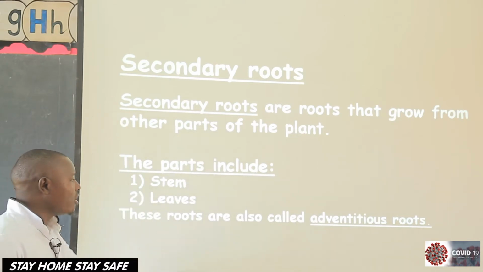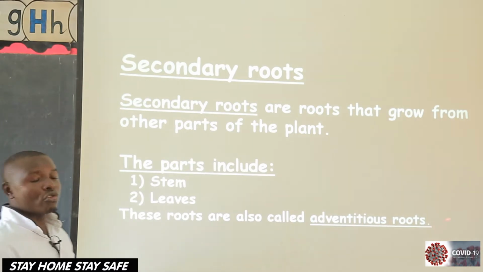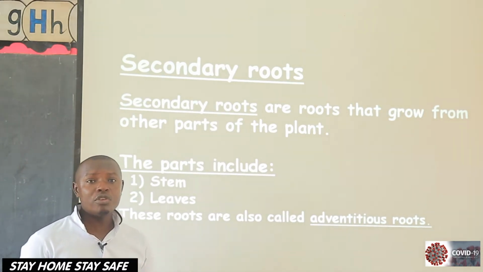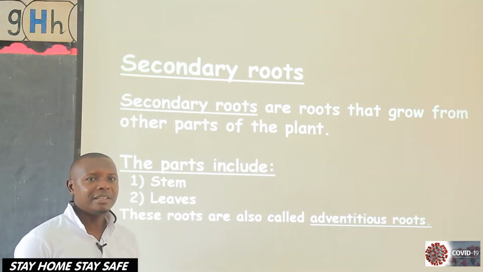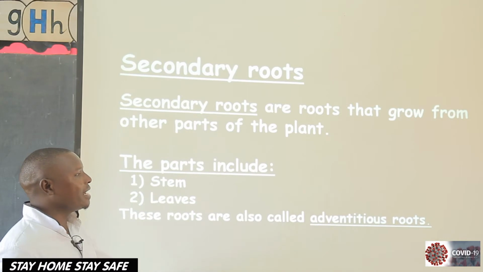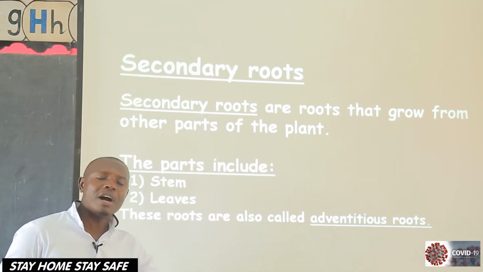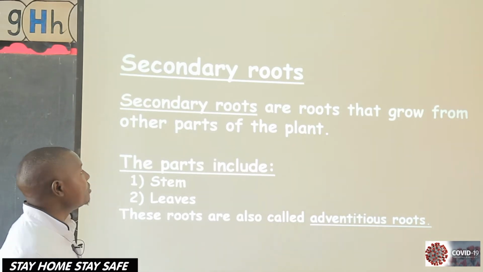But before we go, these secondary roots are also called adventitious roots. Are we there? Why are they called adventitious? It is because they grow from different parts of a plant other than the radicle. Are we there? So let's look at some of them.